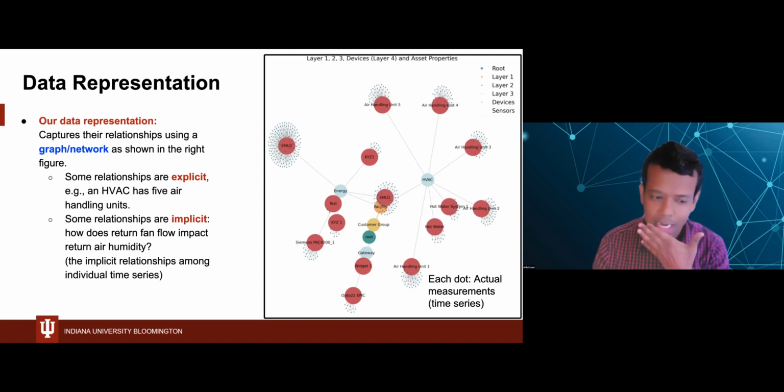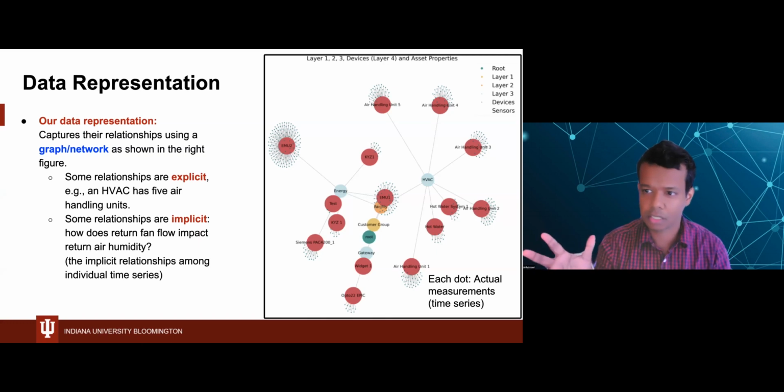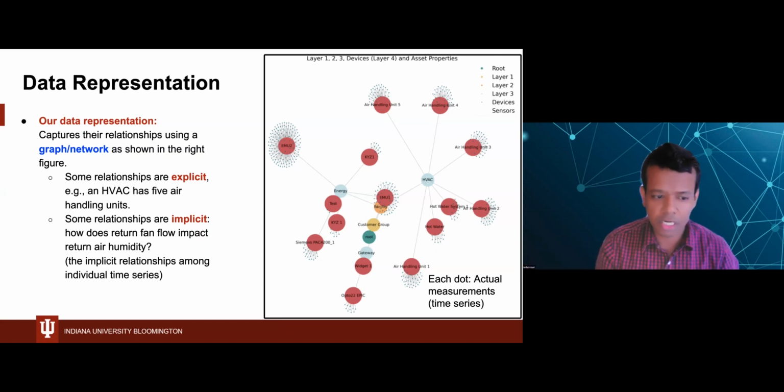For example, if we ask this question, in different time series, we have data for return air humidity and, let's say, return fan flow. We don't know how those two variables are related because that relationship is not captured in this graph. So those are implicit relationships and we would like to capture those relationships as well so that we can make better predictions.